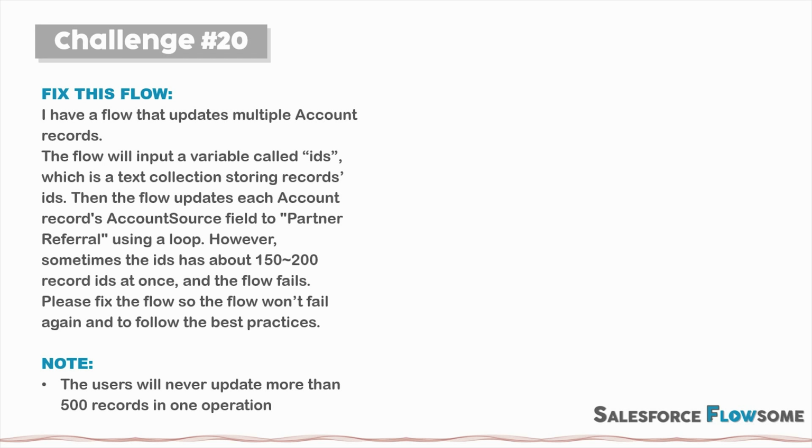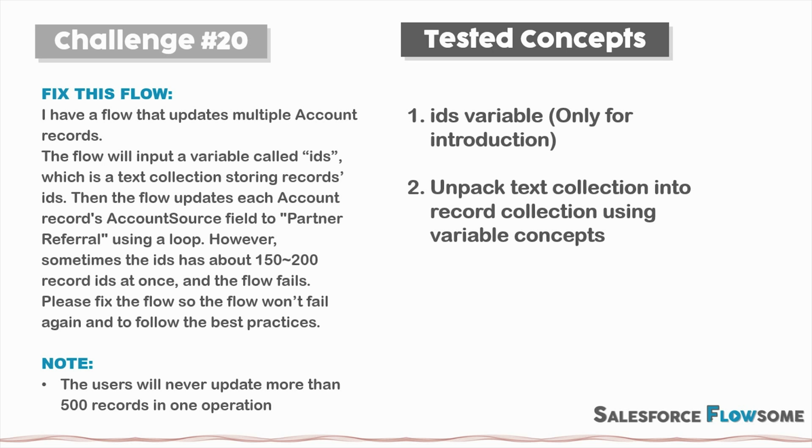And just a quick note on this note. The reason why we want to add this note is that we want you to focus on the DML operation limit instead of the element count limit, which is 2000. So for this challenge, what we are really testing is the IDs variable, but it's only for introduction. And second is how to unpack a text collection into a record collection using the variable concept. So for the IDs, since it's only for introduction, I'm just going to mention it here really quickly.